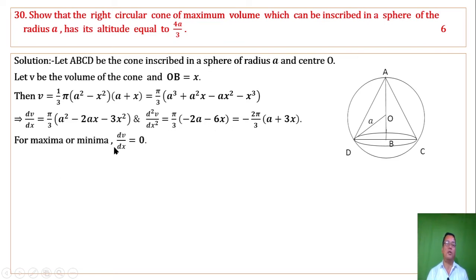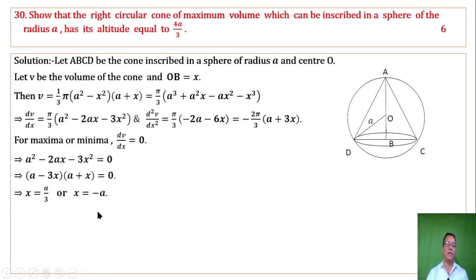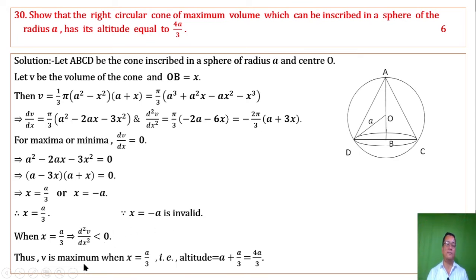For maxima or minima, we have to put dV by dx equal to 0. We have this. And factorize and solve x equal to a by 3 or minus a. Therefore, x equal to a by 3, since x equal to minus a is invalid. x cannot be a negative number. When x equal to a by 3, the value of the second order derivative is a negative number, that is less than 0. Thus, V is maximum. Volume is maximum when x is a by 3.